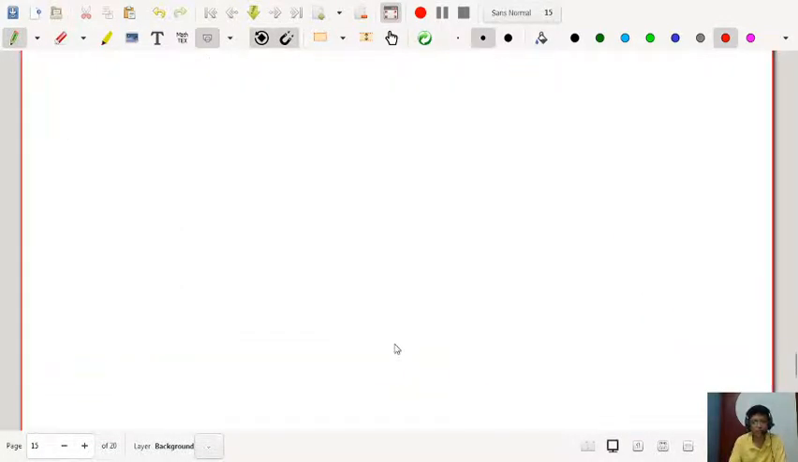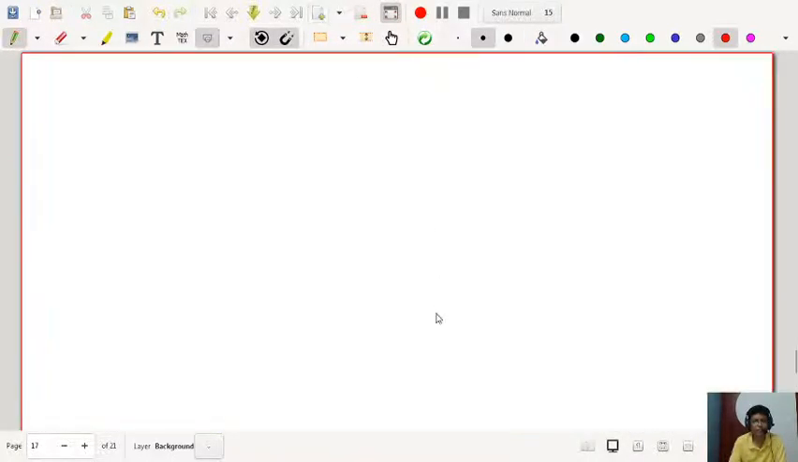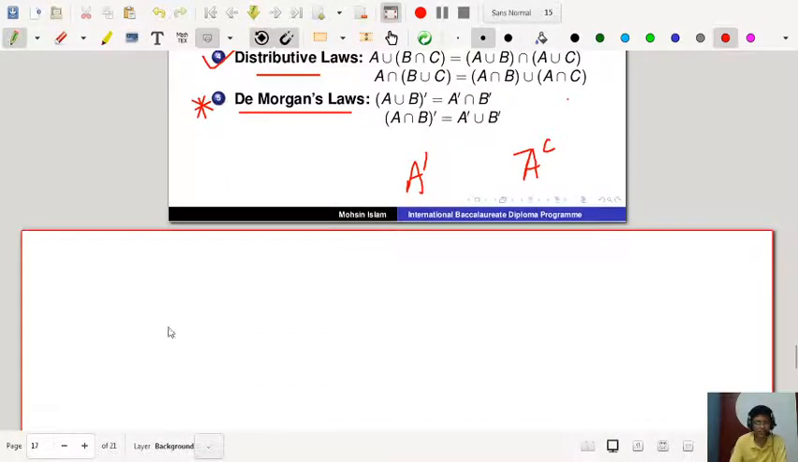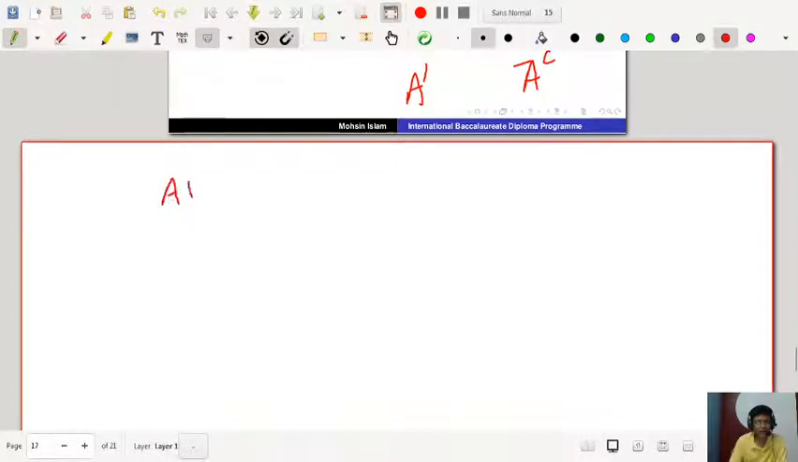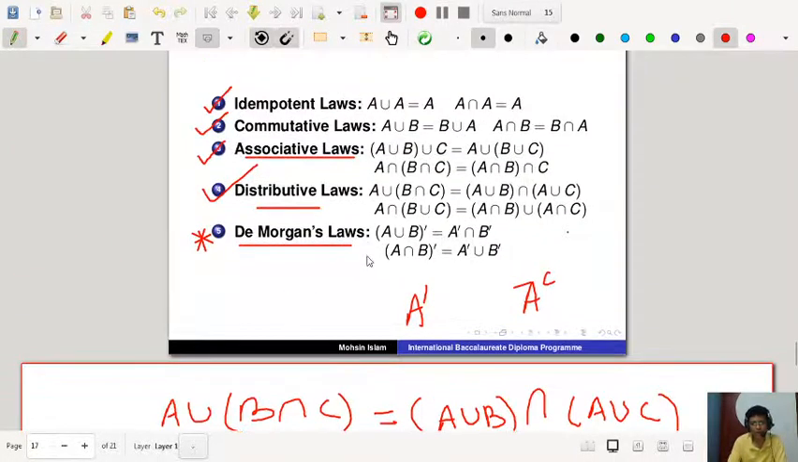Okay, where has it gone? Okay, sorry. After this, I have to add. Okay, let me write the distributive law. First one, I am writing the first one. A union (B intersection C) equal to (A union B) intersection (A union C). That was the law. Look at that. Yeah, I see it.